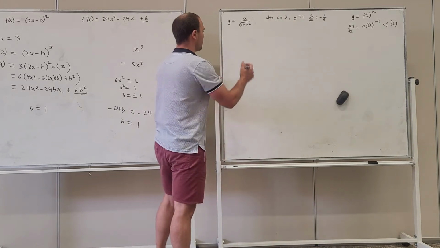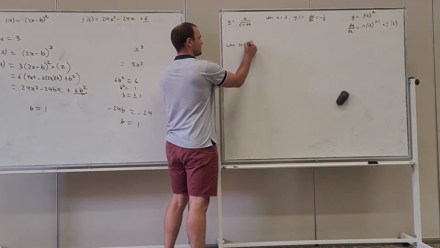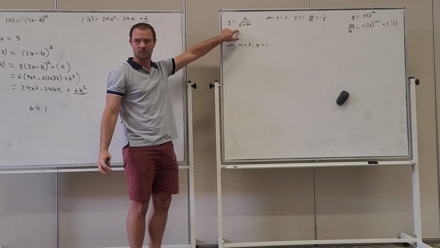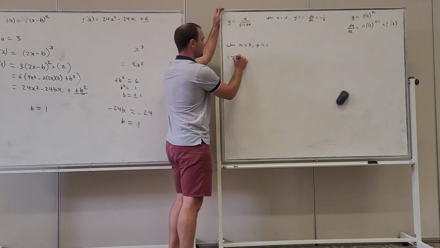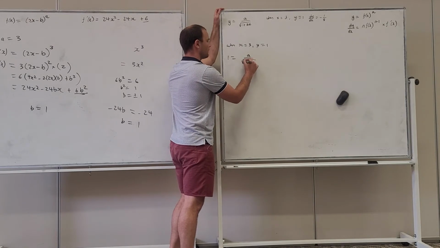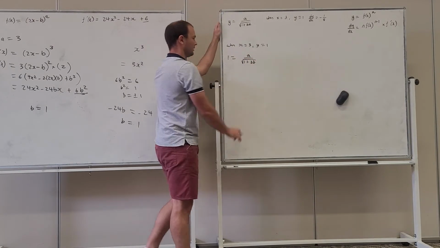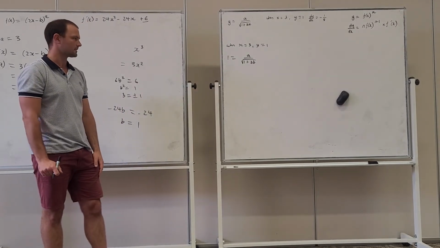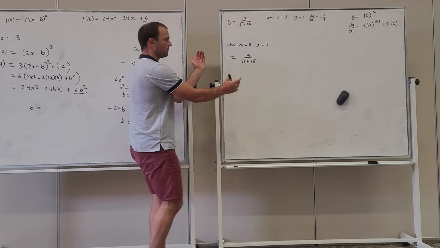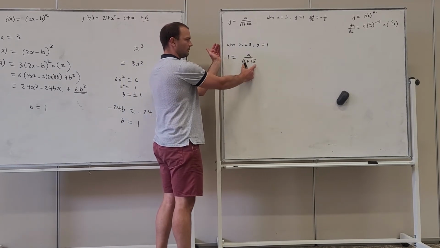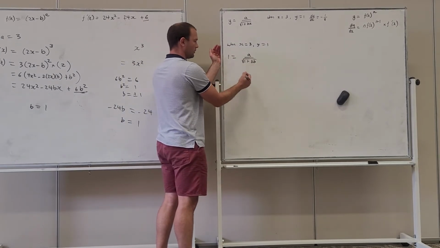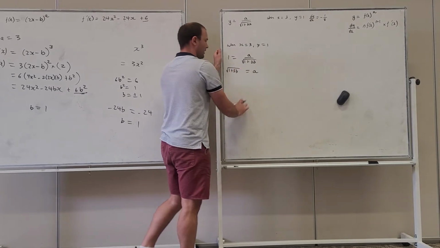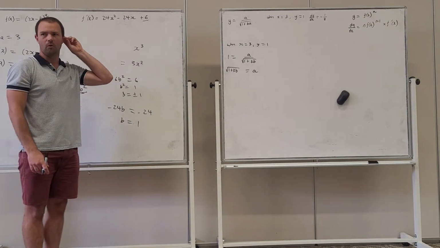When x is 3, y is 1. I'm just going to plug both of those pieces of information into the equation. We've got 1 equals A over the square root of 1 plus 3b. I've substituted 1 where the y is, and I've substituted 3 where the x is. And then we can just multiply both sides by the square root of 1 plus 3b. What we'll get is the square root of 1 plus 3b is equal to a. We have an expression for a.